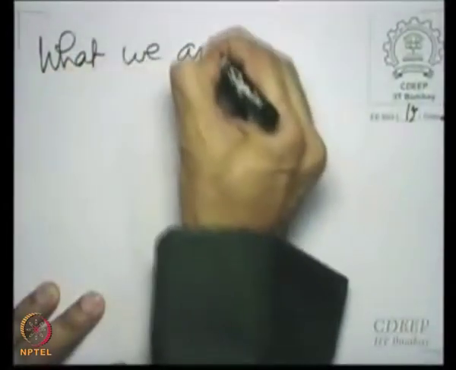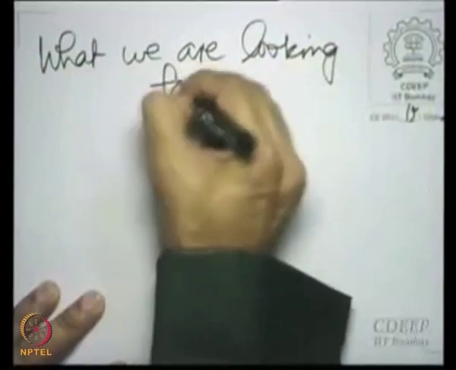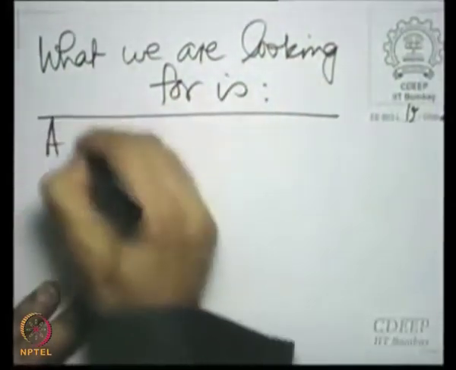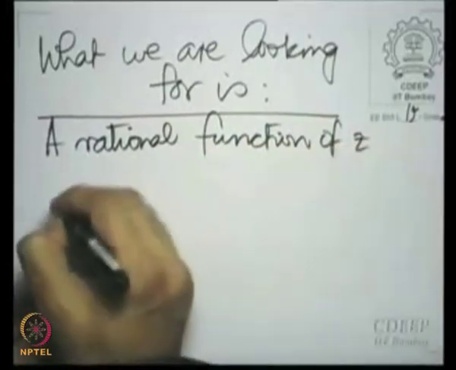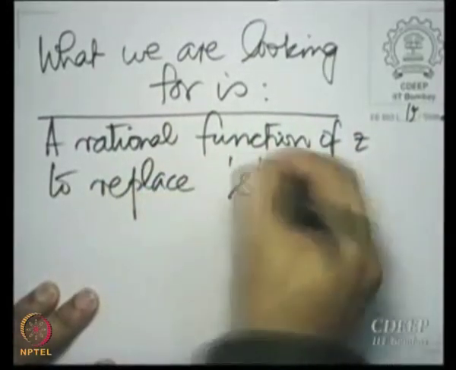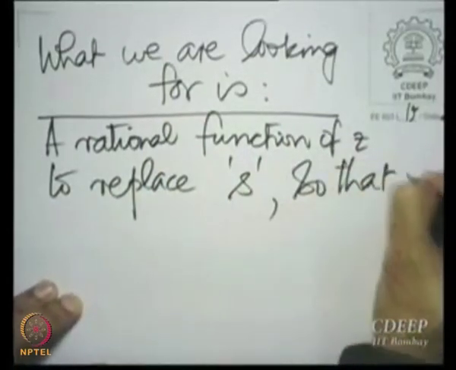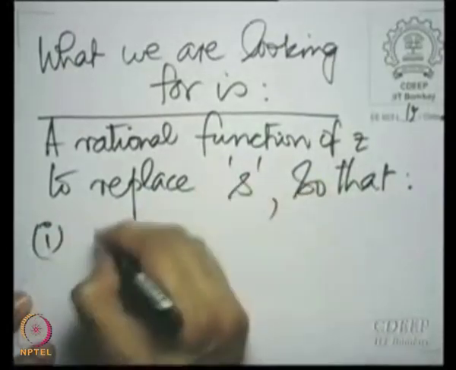So, the moment you ask for a frequency response from a rational function, you have no choice but to insist that it be stable. That means that when we go from the analog domain as a function in S to a rational function of Z, then you must maintain the stability that is there in the analog filter. So essentially, it's stability preserving. So what we are looking for is a rational function of Z to replace S so that the following happens. Point number one, stability is preserved.